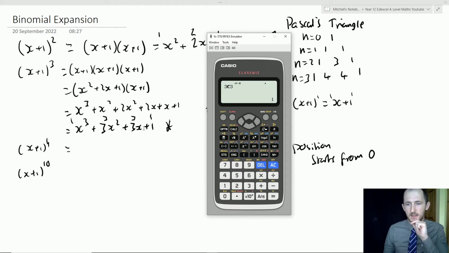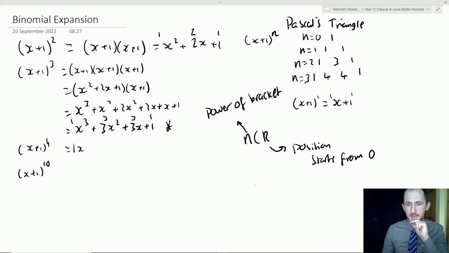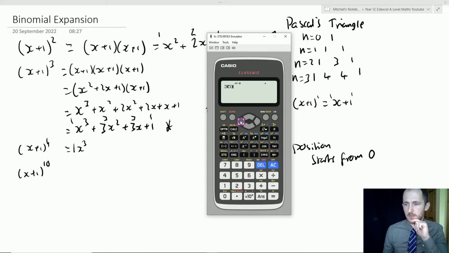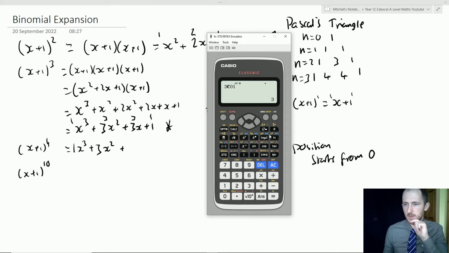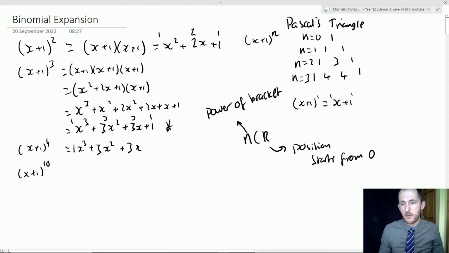Can you see that? Okay, so if I go back to 0, I can write that as 1 times x cubed. Then go to the next one along. Plus 3, and then all I do is I reduce the power of x. And make that 2. Again, 3, and then reduce the power of x, and then plus 1.